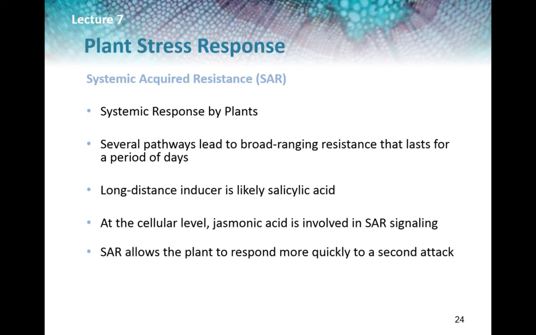The pathway results in a heightened immunity to all pathogens in uninfected parts of the plant, sometimes for many days after the attack. Because the SAR elicits production of various phytoalexins and PR proteins, it tends to be nonspecific and can afford protection against a variety of pathogens.